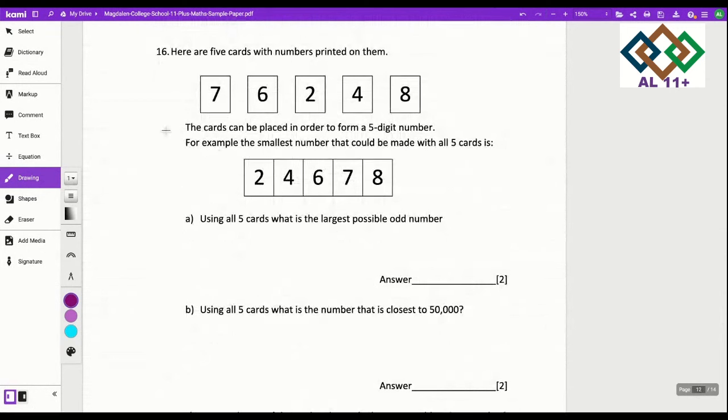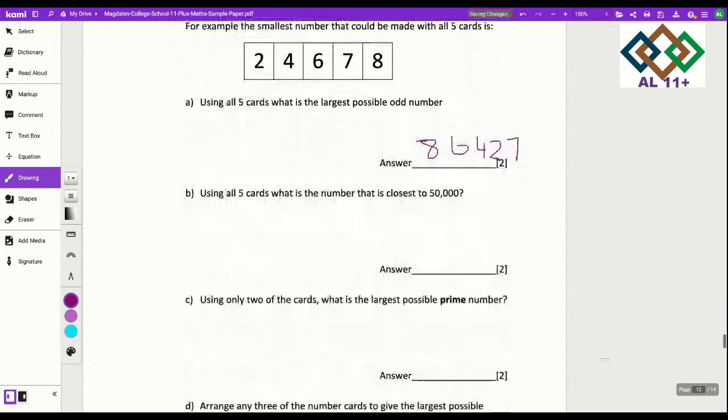7, 6, 2, 4, 8. The cards can be placed in order to form 5-digit numbers. For example, the smallest number that could be made with all 5 cards is 2, 4, 6, 7, 8. Using all the 5 cards, what's the largest odd number? Remember, it is the odd number you can make, that is 8, 6, 4, 2, 7.